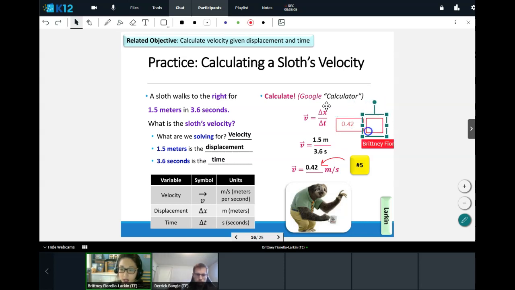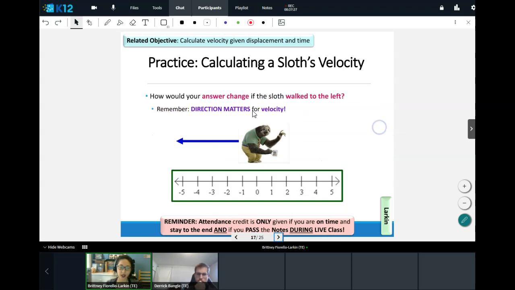Let me show you what that looks like. Raise your hands for number 2. You have 30 seconds. How do you think your answer would change if your sloth walked to the left? Remember, direction matters. What happens when our sloth walks to the left instead of to the right? Take a look at what's happening to our numbers. What do you think would happen to our answer if our sloth walked in the other direction?